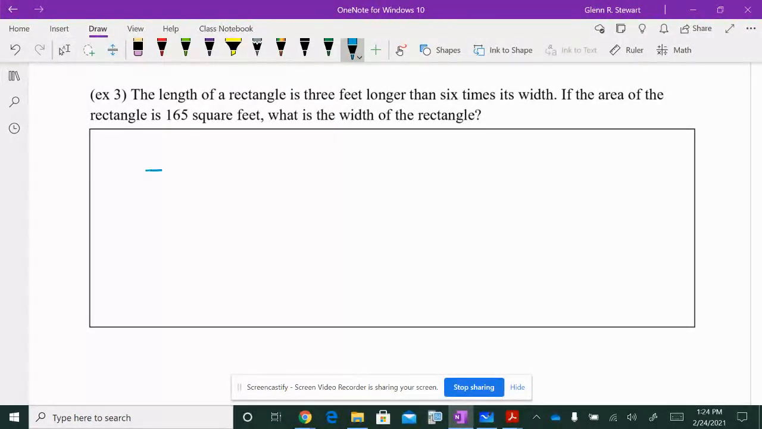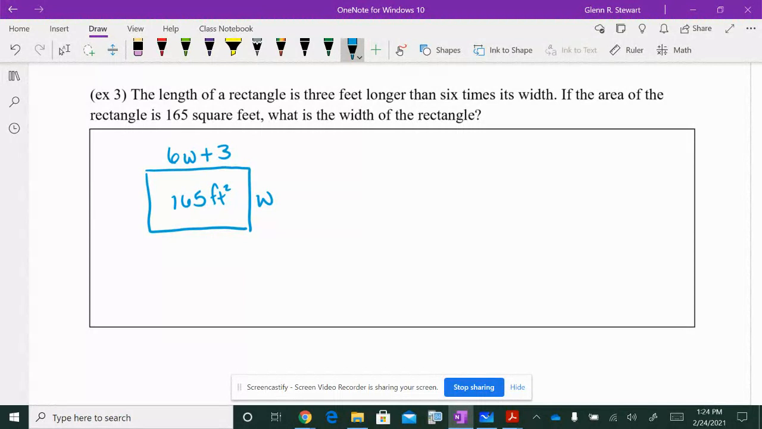So I'm going to first draw this out. I'm going to put 165 in there because that's my area. It says that the length is 3 feet longer than 6 times the width. So 6 times width plus an extra 3 feet. I'm going to make that a W, it could be an X, that's fine. And then my width is just going to be W because I don't know exactly what that is yet.